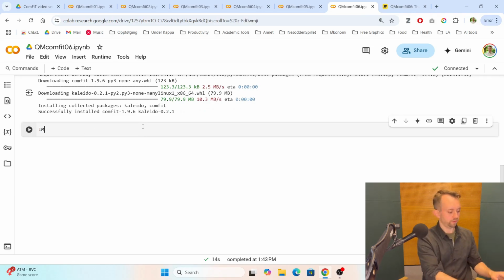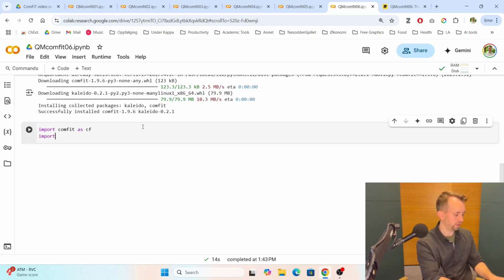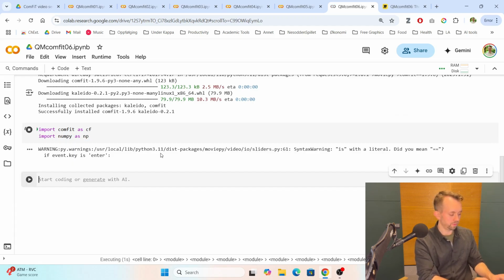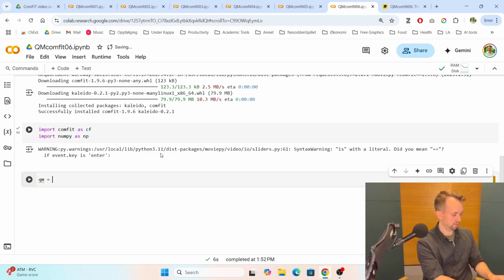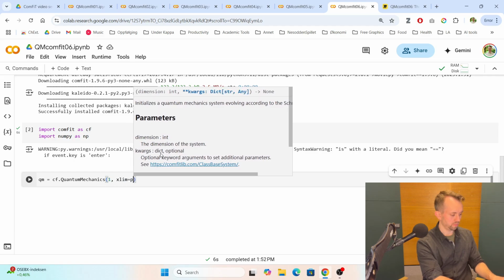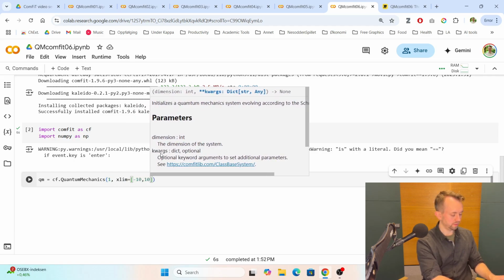So let's just import ComFit as cf and then import NumPy as np. And Fourier transformation is available in NumPy through the command that's called np.fft. So let me create a quantum mechanical system, cf.quantummechanics, in one dimension between -10 and 10.